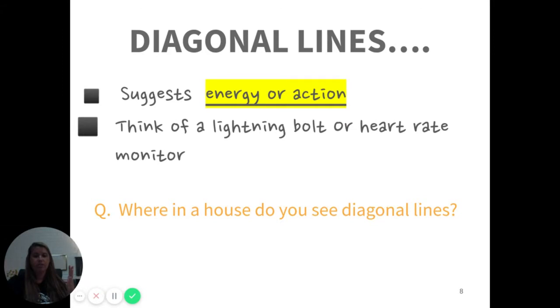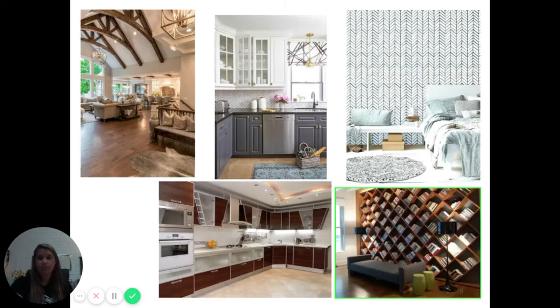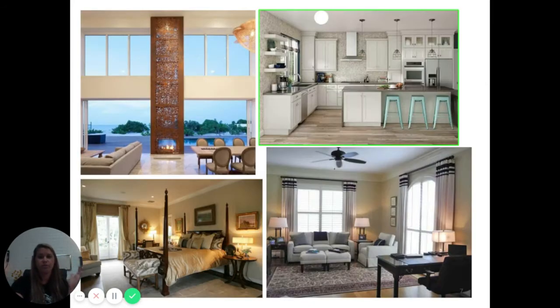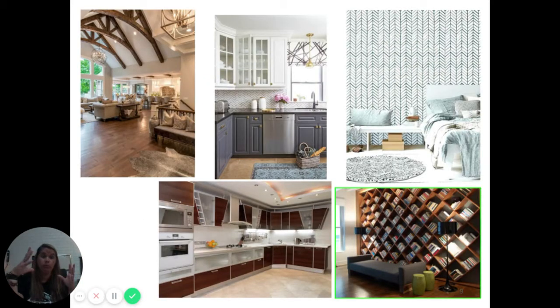Diagonal lines are a suggestion of energy and action, like a heart rate, heartbeat monitor, a Nike check, a lightning bolt, all of those things that suggest energy and action. All of these rooms have great examples of diagonal lines. Look at how much energy these rooms have in them, just like coming out of their pictures compared to these rooms that look way more calm. And then you get this, and you're just like, ooh, a lot more going on.